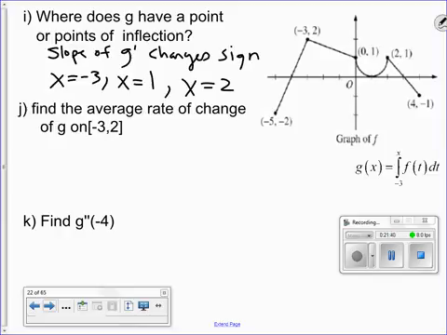You're going to love this one. You will. Average rate of change of a function over an interval. What if I said the average rate of change of f of x on the interval from a to b? That's the instantaneous rate of change. Slope of tangent line is the derivative. That's the slope at a single point. Average rate of change is the slope of the secant.